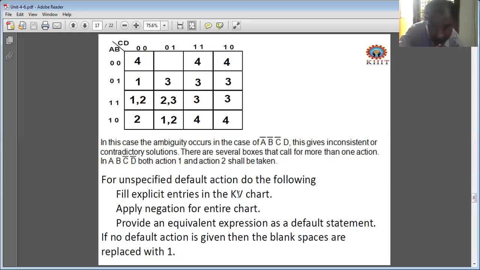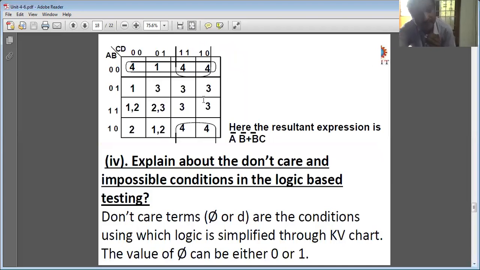For unspecified default action, do the following. Suppose if unspecified is there, do the following. Number 1, fill explicit entries in the KV chart, apply negation for the entry chart, provide an equivalent expression as a default statement. If no default action is given, then blank spaces are replaced with 1. See here in this case, you replace with 1, so that this becomes like this.